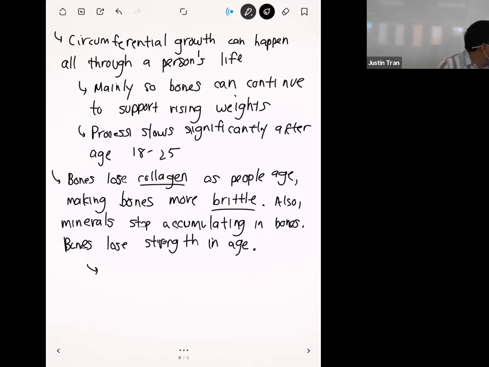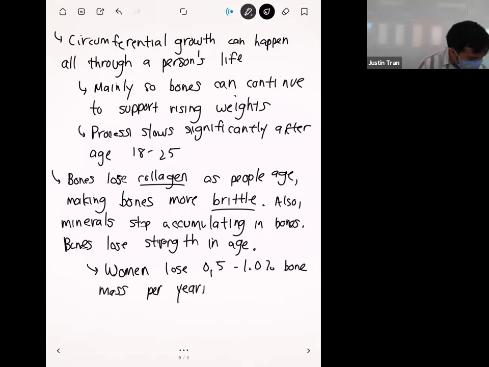Unfortunately, this effect is a lot more pronounced in women. People have measured that women typically lose about 0.5 to 1% bone mass per year once they reach adulthood. And once they hit menopause, it becomes a lot more pronounced. After menopause, the average is about 6.5% bone mass per year.